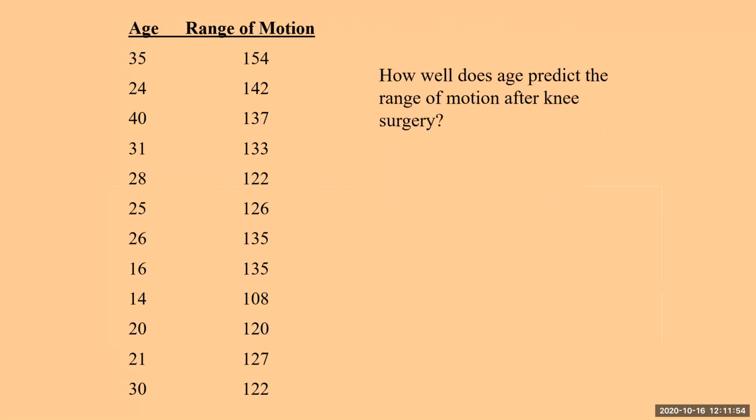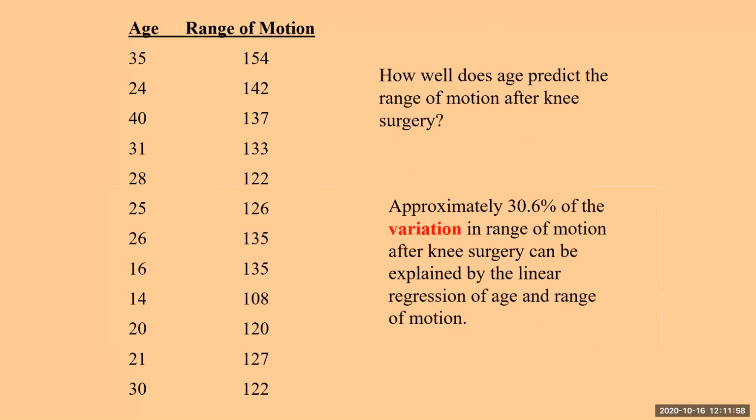So how well does age predict the range of motion after knee surgery? Using that number as a percent, approximately 30.6% of the variation in range of motion after knee surgery can be explained by the linear regression of age and range. And the closer that percent is to 100, the more accurate your least squares regression is, or the more correlated your X and Y variables are.